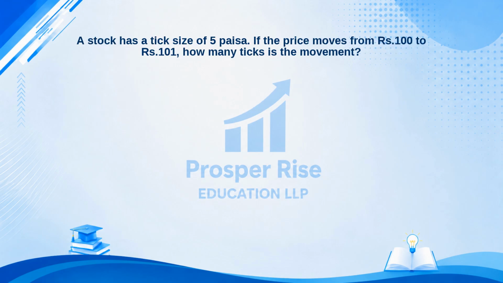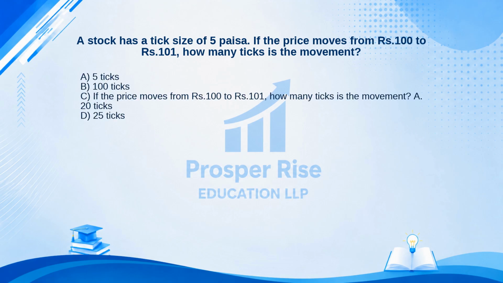A stock has a tick size of 5 paisa. If the price moves from rupees 100 to rupees 101, how many ticks is the movement? Here are your options. A. 5 ticks. B. 100 ticks. C. 20 ticks. Or D. 25 ticks. Take a moment to pause the video and decide.